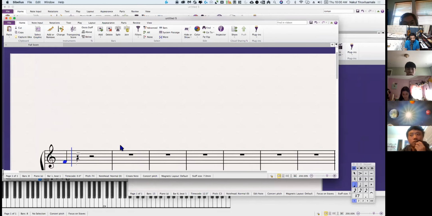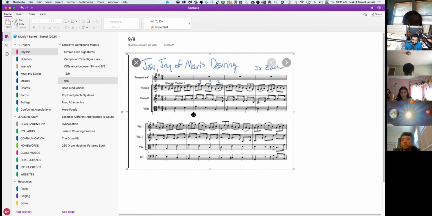Gosh, I have to learn how to count. 2, 3, 1, 2, 3. Right? We're going to get to more as to why this is the case, because harmonically speaking, there are certain things that happen that make you feel as though certain measures are more like certain points.